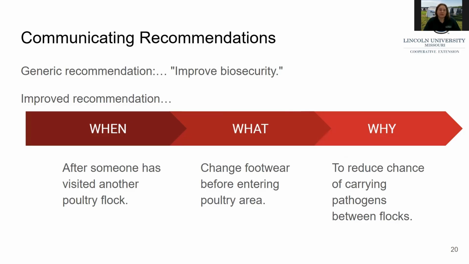That explanation connects the recommendation back to the pathway we just investigated. It also gives the producer some context for the recommendation. We're not simply saying, do this because it's a biosecurity rule. We're explaining what risk we're trying to reduce. And that distinction can make recommendations much more useful. When we're specific about when, what, and why, the producer has a clearer understanding of what we're asking them to do, when they need to do it, and how that action fits into the larger biosecurity picture.